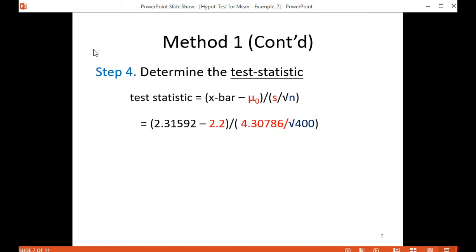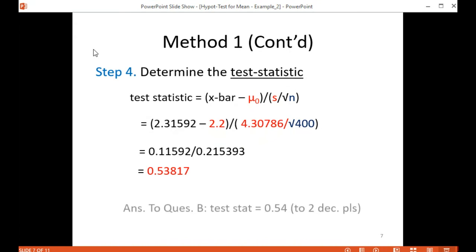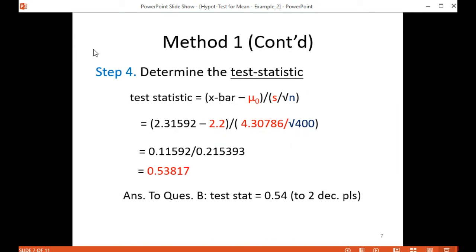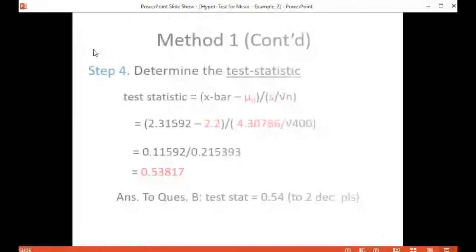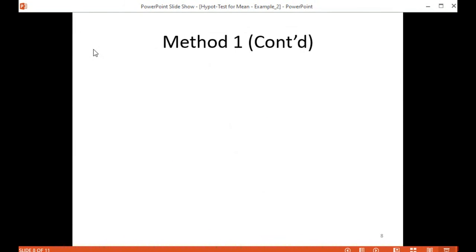Just plugging in the numbers, you'll get this quantity at the top, and then the 4.30786, which was s, divided by the square root of n. N was 400. Then you get these two numbers, and then blam, you got your answer for the test statistic. So we can answer the second question, which is to calculate the test statistic, and that is 0.54 if we give that to 2 places of decimal.